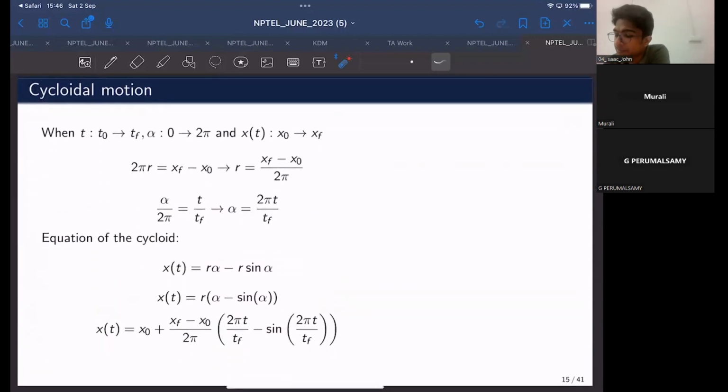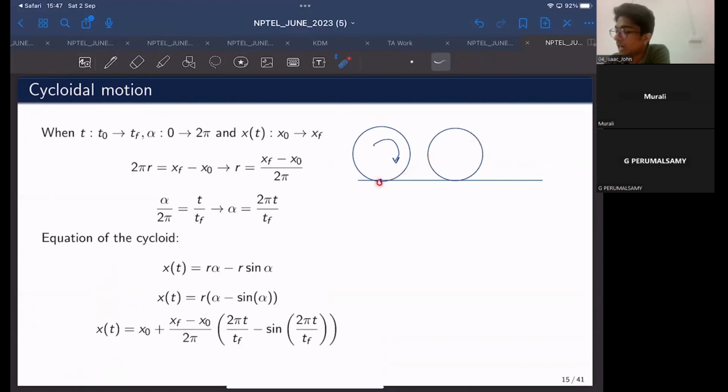And we also have one more profile that is exactly mimicking the motion of a cycloid. As you all know, a cycloid is the point traced by a point on the periphery of a circle as the circle rolls over a straight line. So if this is a straight line, and this is the initial position of a point, as the circle rolls without slipping, this point would trace a profile, something like this, right?